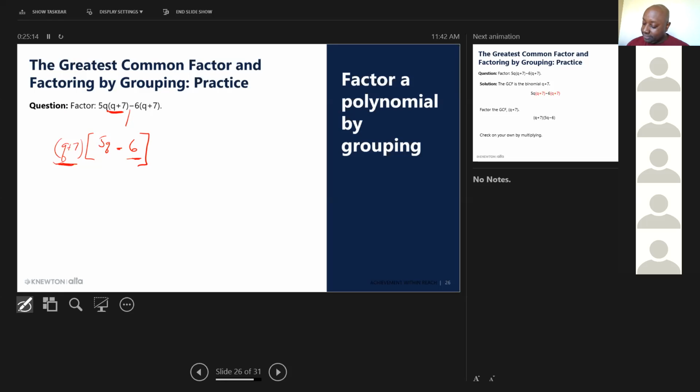Still factoring, even though you got this binomial, that was the common factor. In Newton, you probably want to go back on your own and change these brackets back to parentheses. So it'll still be q plus 7 right here. I change this first bracket to a parenthesis, 5q minus 6. Change the second bracket to a parenthesis.